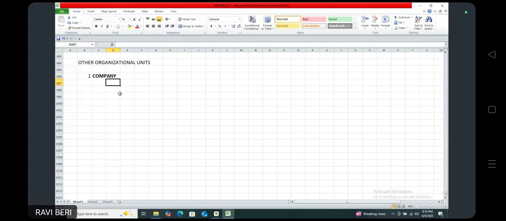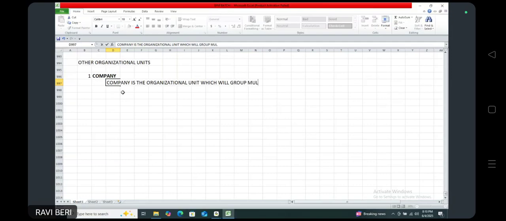So other organizational units, company. Make a note. Company is the organizational unit which will group multiple company codes into one.